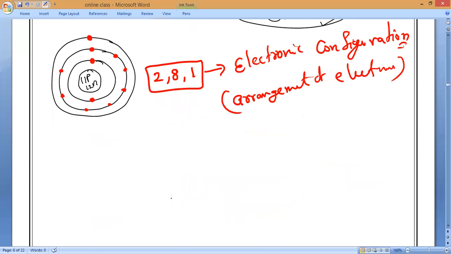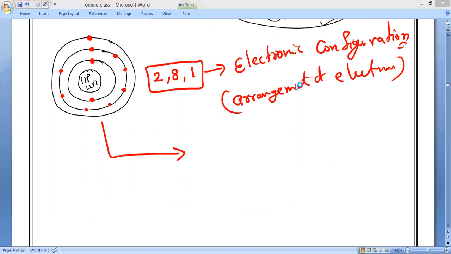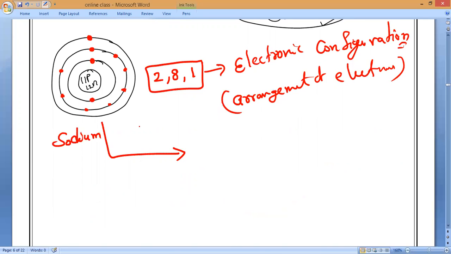Now, as I taught you, will sodium lose the electron or gain the electron? Everyone should answer. This is a sodium atom, and it will lose the electron. Lose the electron. How many electrons? One electron.